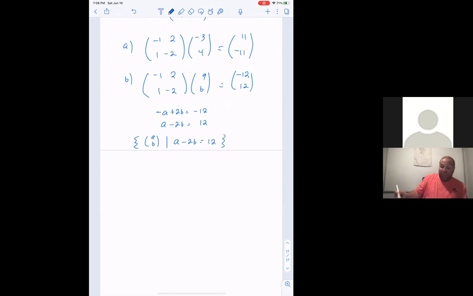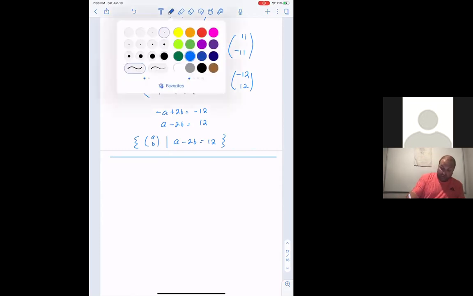There's actually infinitely many points that map to -12, 12. All you need is any point such that A minus 2B is equal to 12. For example, 12, 0 will map to the right place. So will lots of others. That was kind of cool. Unexpected, actually. I wasn't expecting that to happen, and it surprised me. Question number 10.